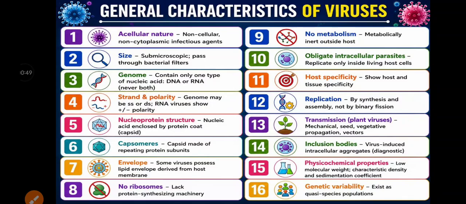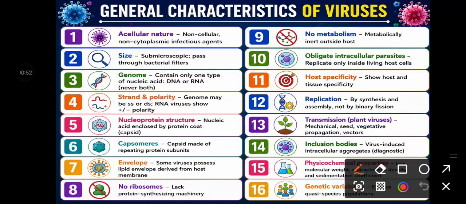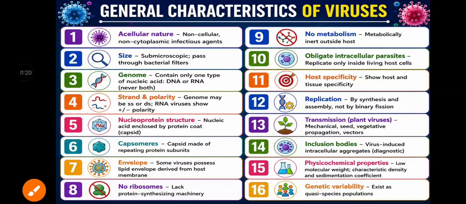So viruses are acellular in nature. Acellular in nature means no true cell is there, no cytoplasm. Then about the size, it is submicroscopic in nature, very small size. It is about 20 to 300 nm. This is the size range for the plant viruses, 20 to 300 nm. So it is submicroscopic and it can pass through the bacterial filters.